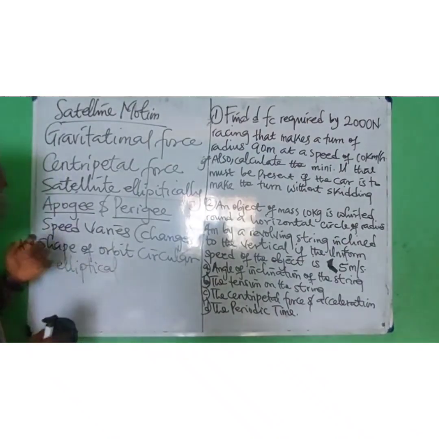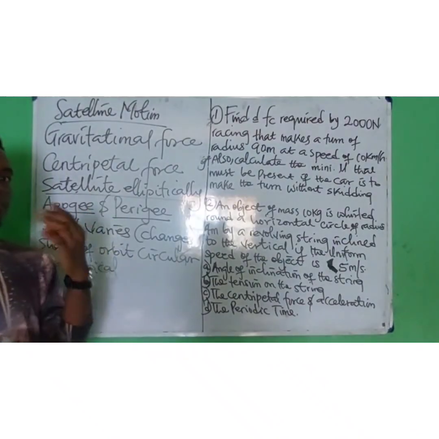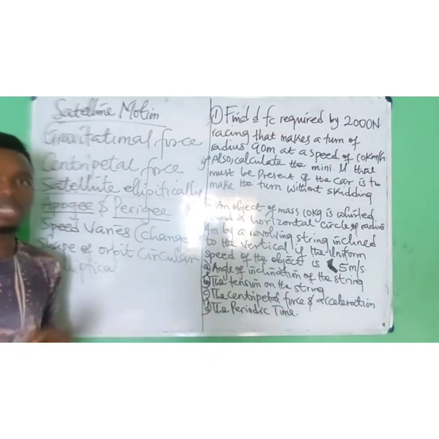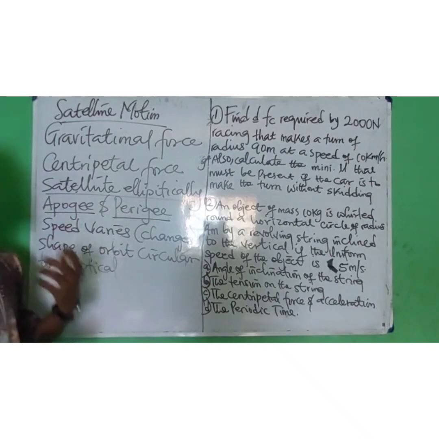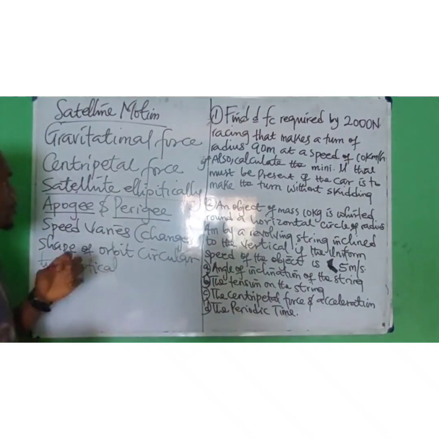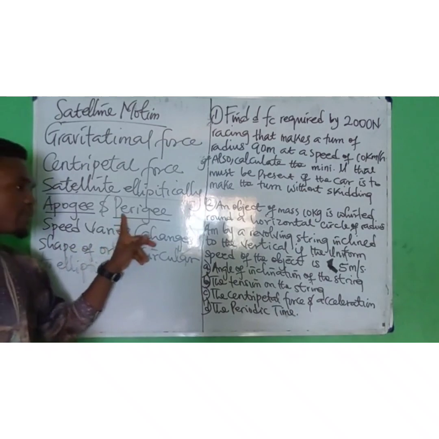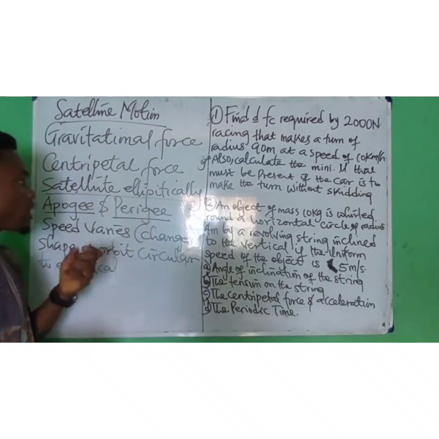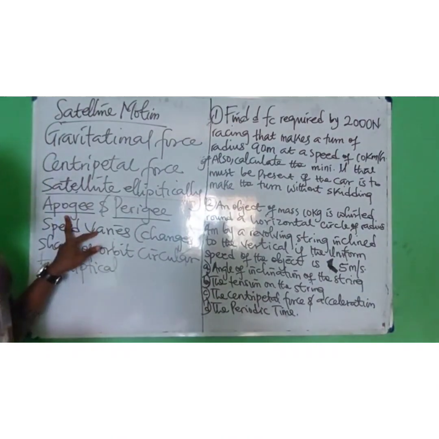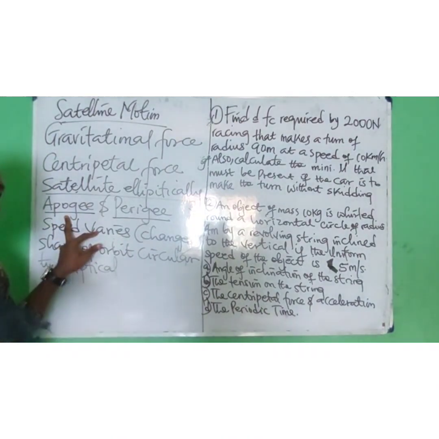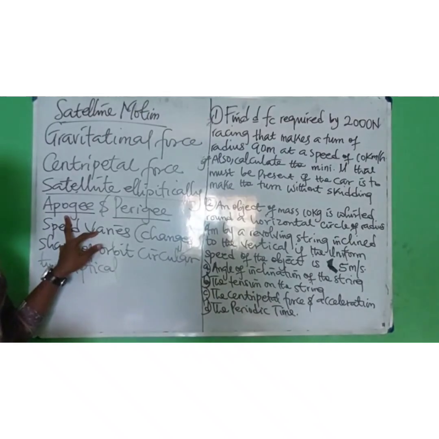Now, if the speed of the satellite varies, do you think it is highest in the perigee or lowest in the apogee? As soon as the satellite orbits elliptically, the highest speed is located at the perigee point, while the lowest velocity is located at the apogee point. So please take note of that. It is very, very important.